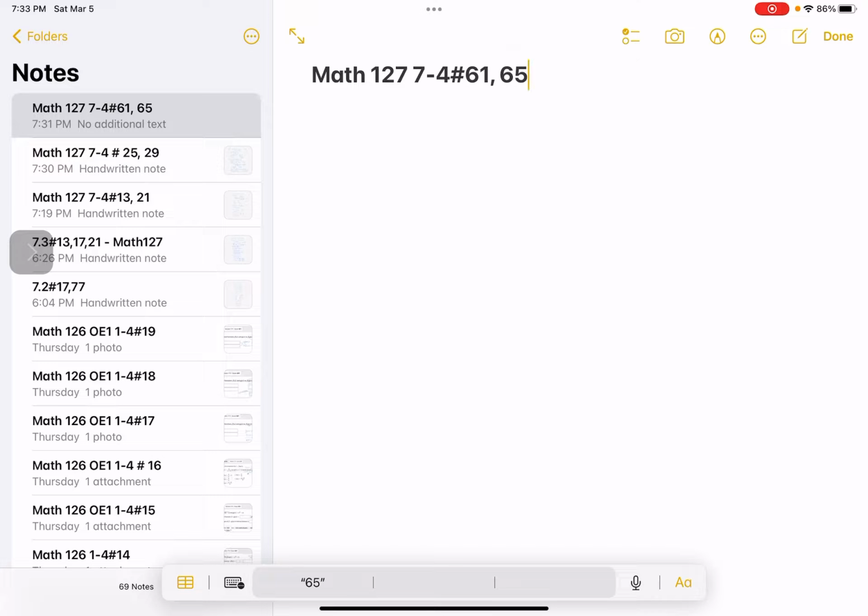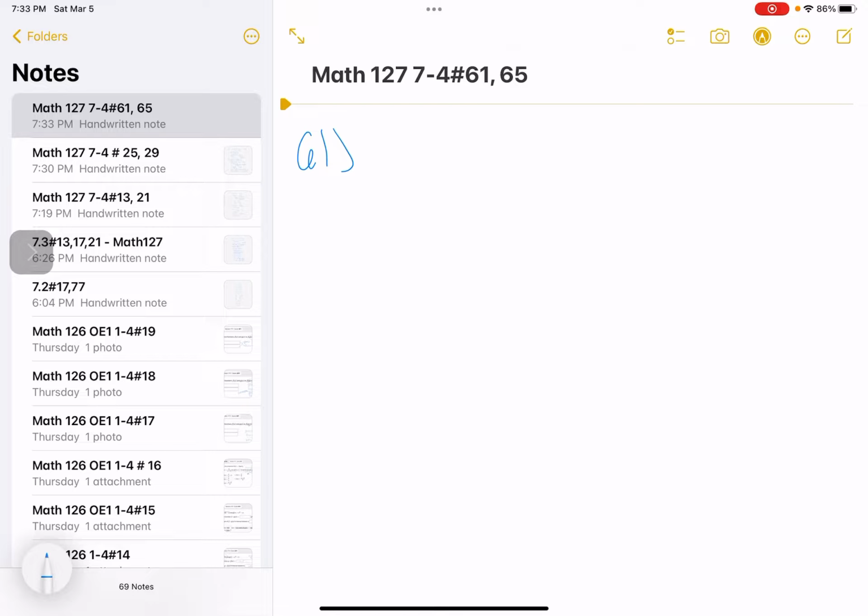Here we go again with two more. We have 61 and 65. So for 61, it's sine x minus cosine of x minus 1 equals 0. So this is going to be the kind that we should check our solutions because guess what's going to happen?